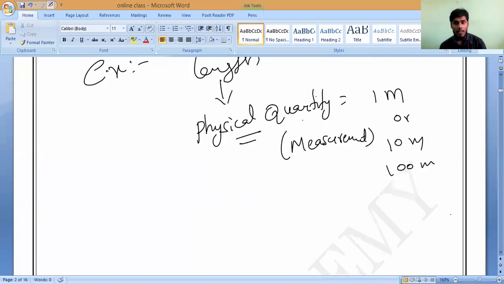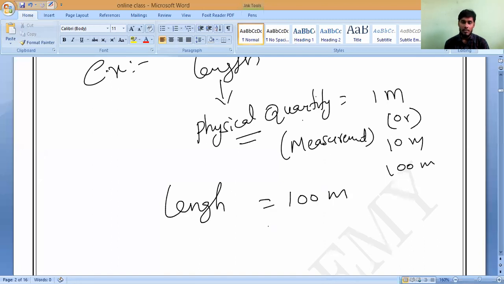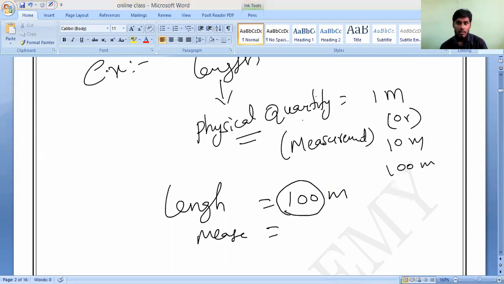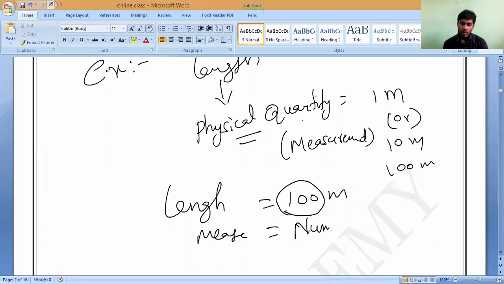So here, what is the unit and what is the magnitude? Can anybody say? Suppose I have written length is equal to 100 meters. This is my measurement. What is the number and what is the unit here? 100 is the number and the meter is the unit.